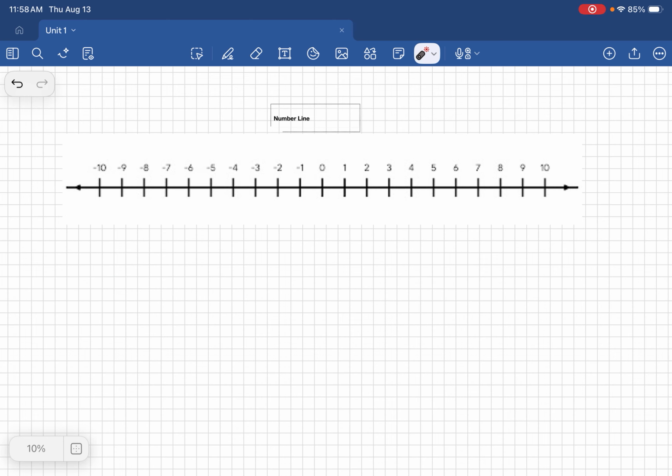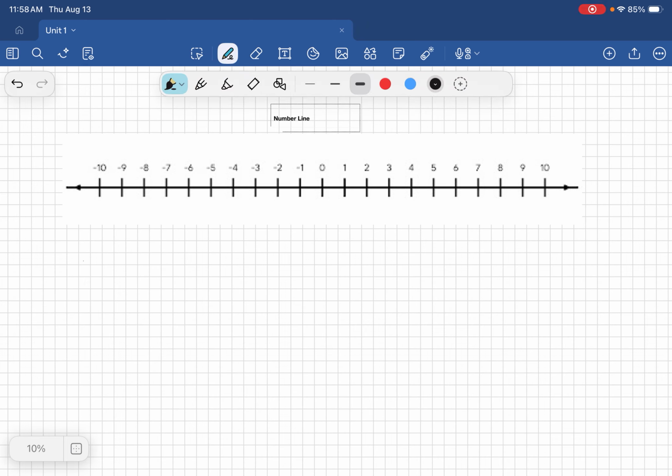When we add a positive number, we move to the right. When we add a negative number, we move to the left. Let's use that idea to help us understand subtraction. Let's start with something simple.